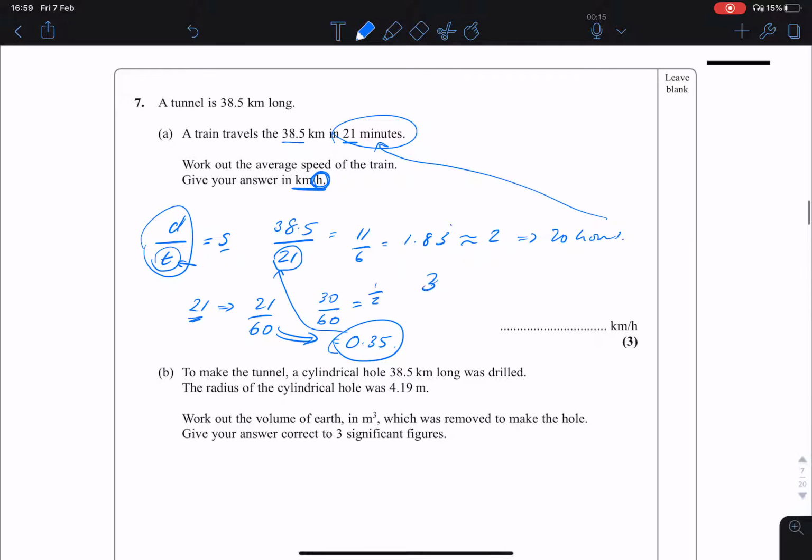So we've got 38.5 over 0.35. When I say over, I mean divide by, right? So 38.5 over 0.35 is 110, which makes a bit more sense. Bit of a slow train, bit rubbish really.